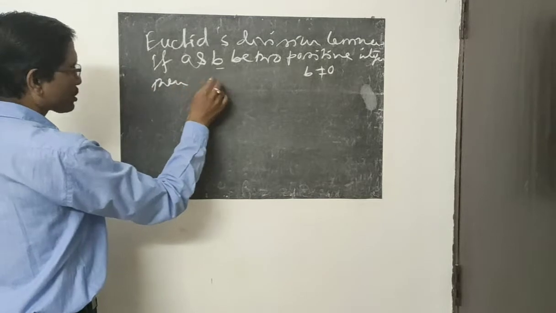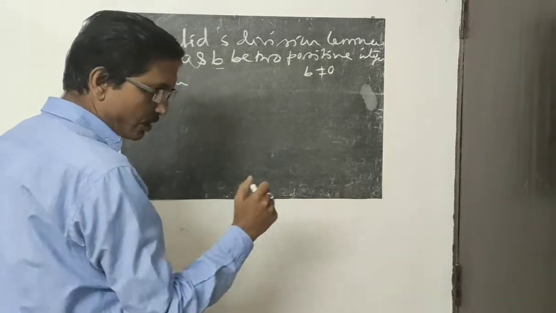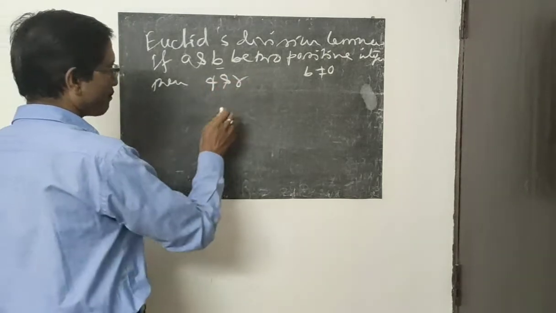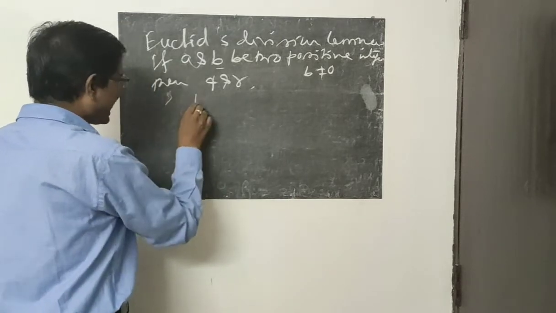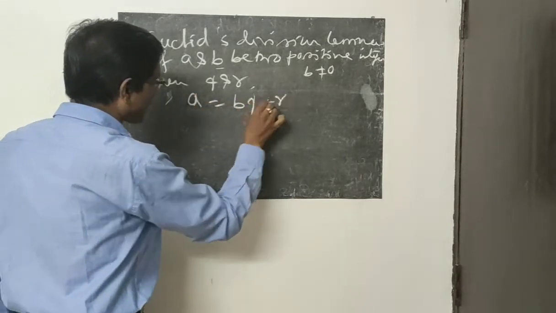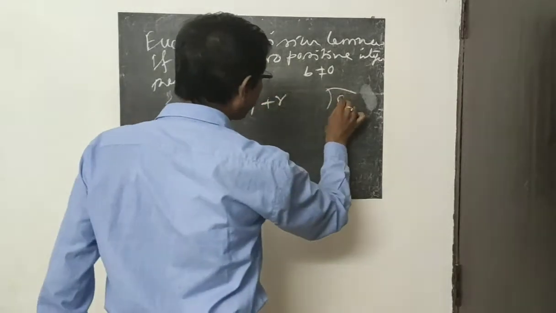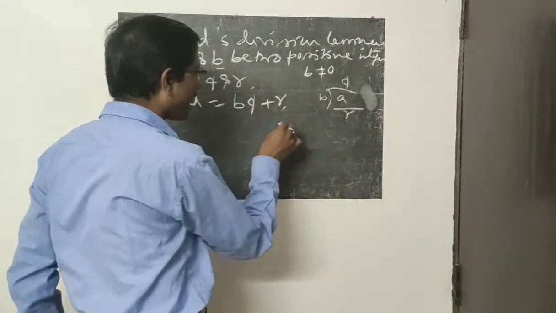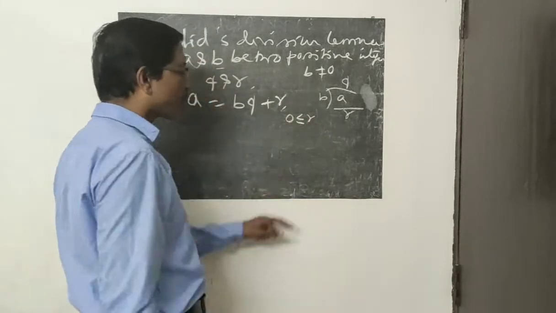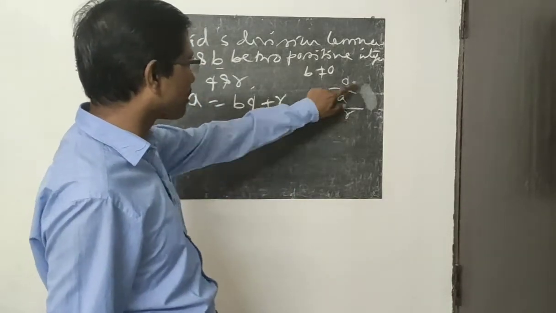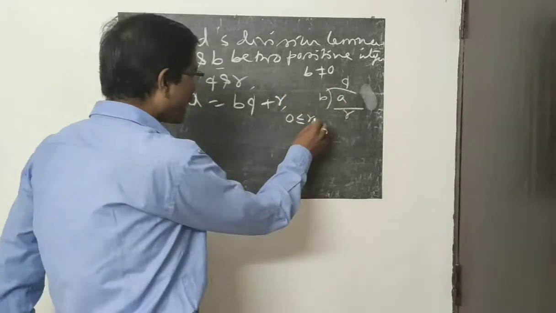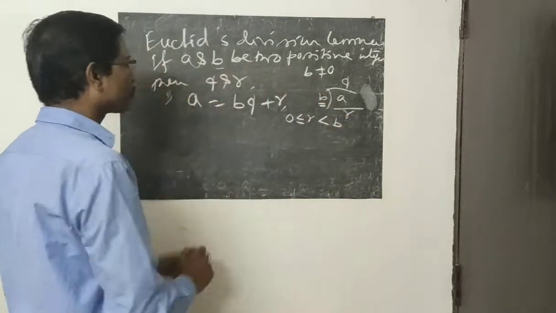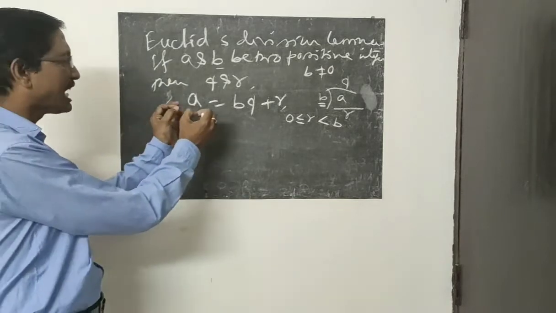Then there exist unique whole numbers Q and R such that A equals BQ plus R. In this form, A is divided by B, Q is the quotient and R is the remainder. R must be greater than or equal to 0. If R is 0, it is completely divisible, meaning B becomes a factor of A. And most important, R must be less than the divisor. So this is known as the Euclid Division Lemma.